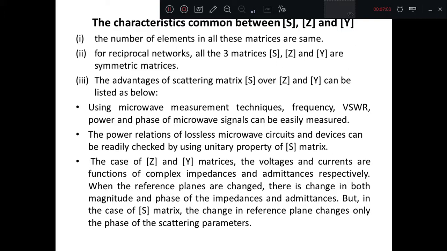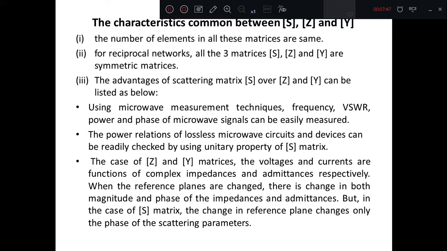And a few advantages of the scattering matrix over Z and Y are: using microwave measurement techniques, frequency and VSWR, power and phase measurement with respect to microwave signals can be easily measured using S parameters. And the power relations of lossless microwave circuits as well as devices can be readily checked by using the unitary property of the S matrix.